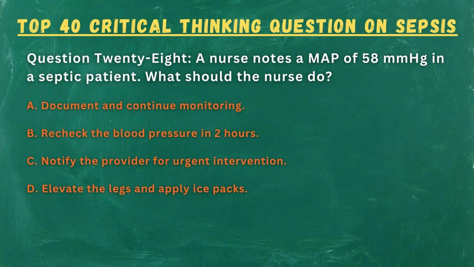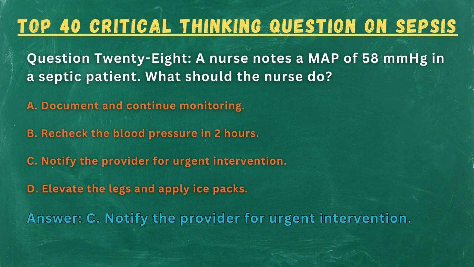Question 28. A nurse notes a MAP of 58 millimeters of mercury in a septic patient. What should the nurse do? A. Document and continue monitoring. B. Recheck the blood pressure in 2 hours. C. Notify the provider for urgent intervention. D. Elevate the legs and apply ice packs. Answer: C. Notify the provider for urgent intervention.